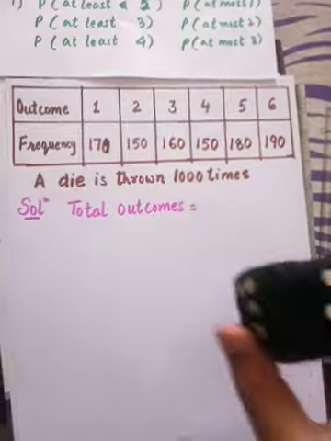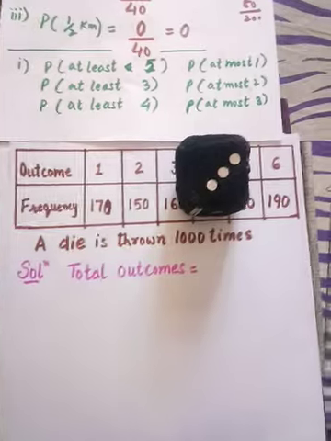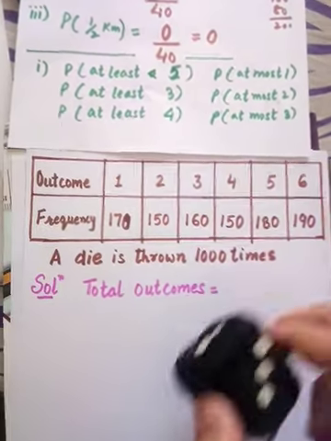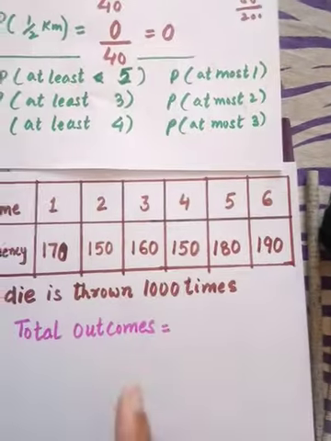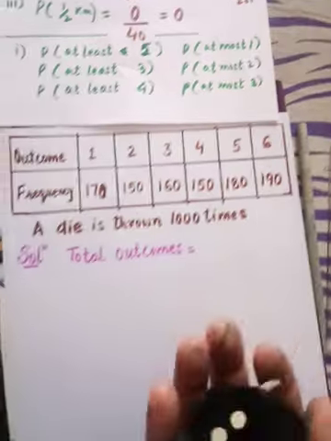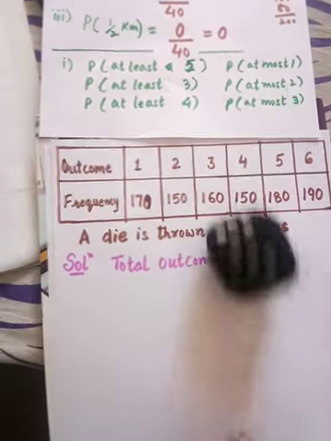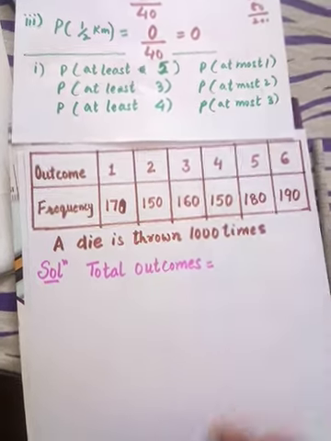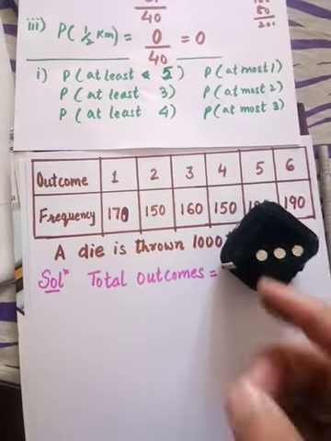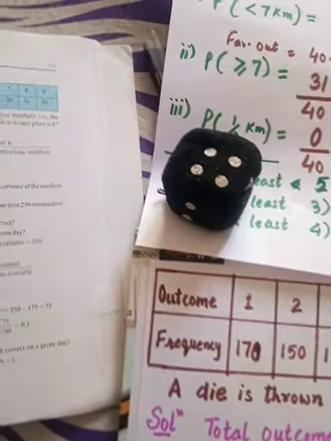Suppose this is my dice, and I am rolling it. I am getting 3 dots and I am writing its outcome under 3 here. Similarly if I roll it and now I have got 4, I'll write the information under 4. Again if I roll it, I'm getting 1, I'll write it under 1. Then 4, I'll write under 4. Again I'm getting 3, again I'll write under 3. Then again I'm rolling it, again I'm getting 4.